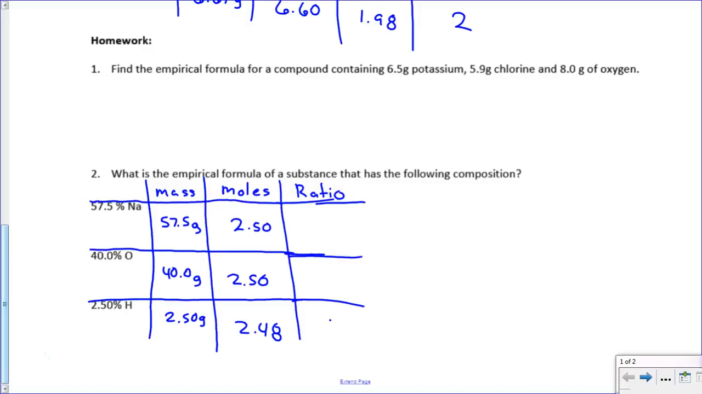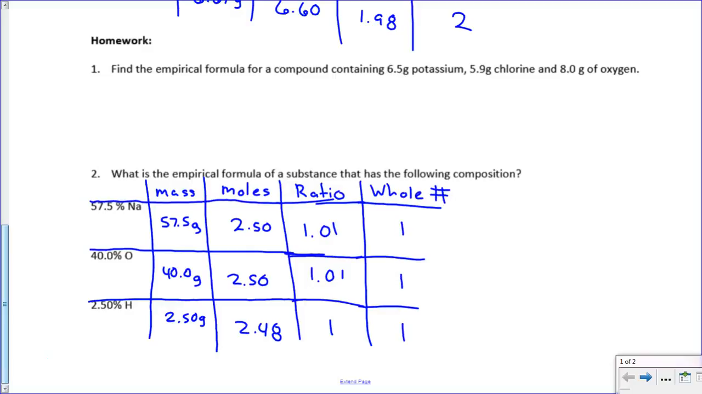So we divide all of these by 2.48. You get an automatic number 1 there because 2.48 divided by 2.48 is 1. Then for the other ones, we do 2.50 divided by 2.48, and you get 1.01. And then again, 2.50 divided by 2.48, and you get 1.01. This one seems like we have nice whole numbers already. So the whole numbers we're dealing with here are 1, 1, and 1. And so this formula is NaOH: 1 sodium, 1 oxygen, 1 hydrogen. That is sodium hydroxide that we are dealing with.